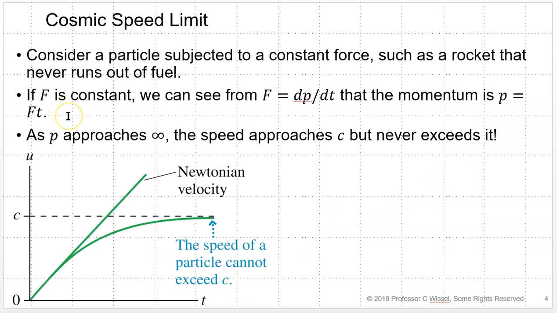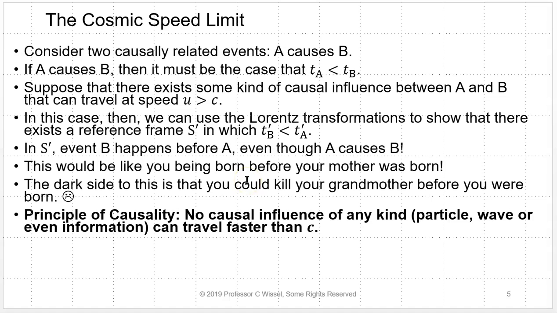Consider a particle subjected to a constant force, such as a rocket that never runs out of fuel. If the force is constant, and we can see from the fact the force is the time rate of change of momentum, that the momentum is p equals force times time. And as p approaches infinity, the speed will approach c, but never exceed it. So in other words, here we have speed versus time. Here's the speed of light. Here's the Newtonian velocity. But because of gamma, the speed of the particle can approach c, but never exceeds it. There is a cosmic speed limit.